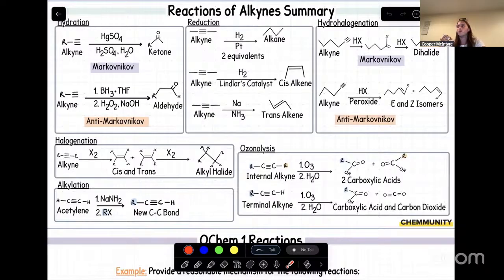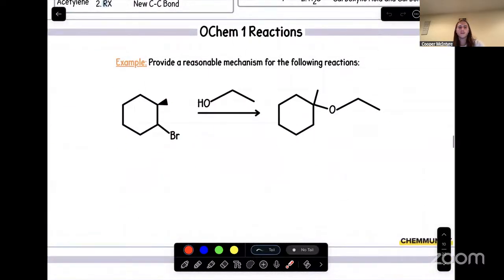Just say if we don't want our alkyne anymore, if we want it to be an alkene, we can use these reactions and be specific with the actual stereochemistry behind it. Or if we wanted to go all the way down to an alkane, we could also do that in terms of our reduction reactions. But finally, we will get into the good stuff.